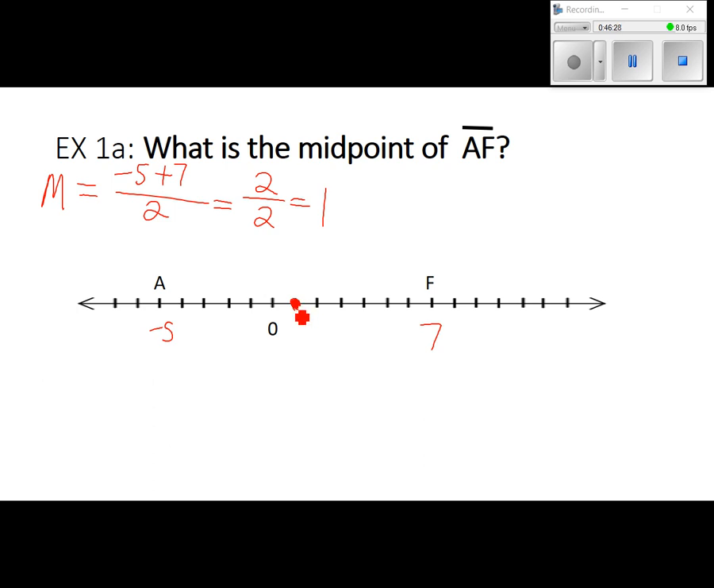You can write in your books. So does that point look like it's about halfway from A as it is from F? Yeah, it looks pretty close. Number line's pretty easy. Nothing hard about this formula. The other midpoint formula for a coordinate system, nothing hard about it either. It's the same thing. You're just going to do this for the X's and for the Y's.